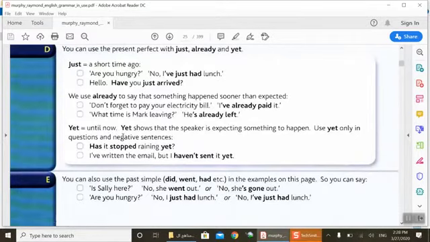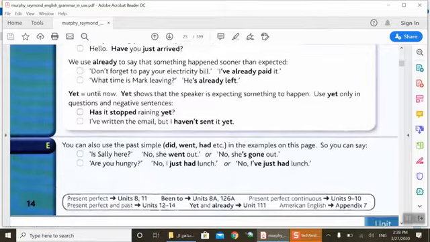Yet until now it means. Yet show that the speaker is expecting something to happen. Use yet only in question and negative sentence. مثلا has it stopped raining? From past to now. I've written the email but I haven't sent it yet. Until now, from the past to now, I haven't sent it yet.